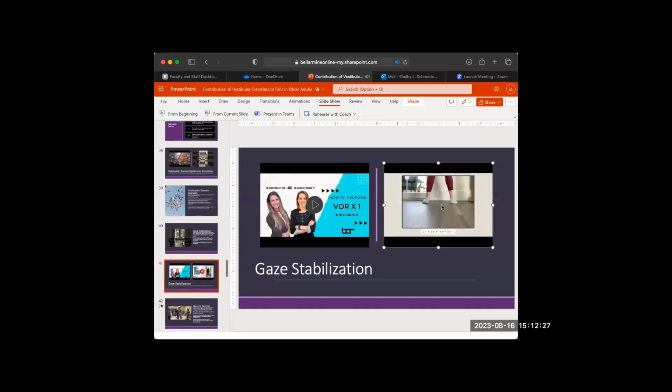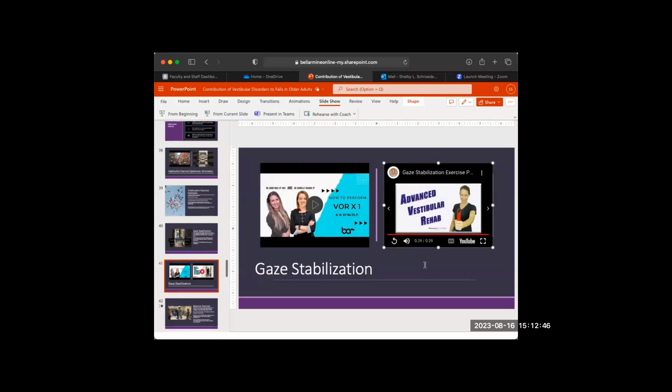Easiest is seated with your feet on the ground, then standing with your feet apart, standing with your feet together while you're doing those same head movements, standing one foot in front of the other, or walking. You only progress to the next stage as the stage before gets pretty easy.